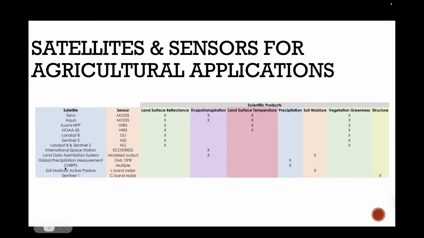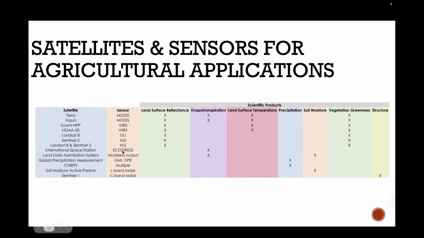So this is the satellite, this is the sensor, and these are the products: land surface reflectance, evapotranspiration, land surface temperature, precipitation, soil moisture, vegetation greenness, and structure. Basically, if you check, Terra is one kind of satellite, then Aqua, then Suomi NPP, then NOAA, Landsat 8, Sentinel-2, the International Space Station, Land Data Assimilation System, Global Precipitation Measurement, then CHIRPS, Soil Moisture Active Passive satellite, and Sentinel-1. So these are the satellites, and this is the type of sensor.